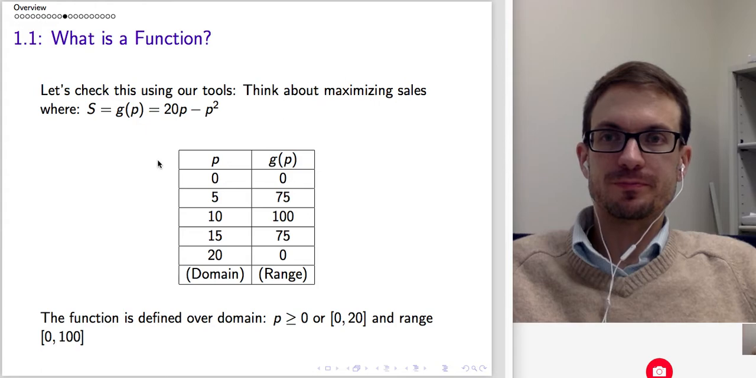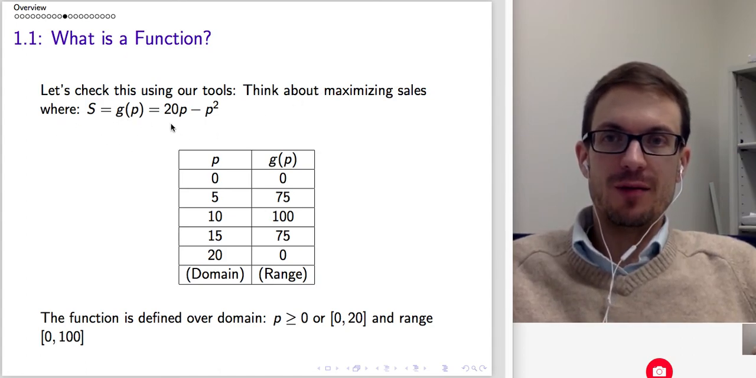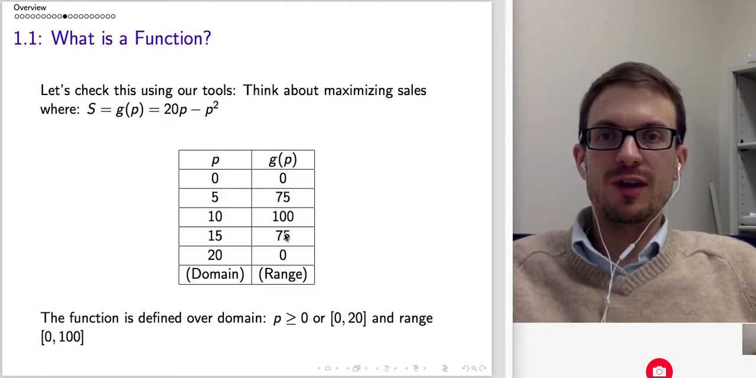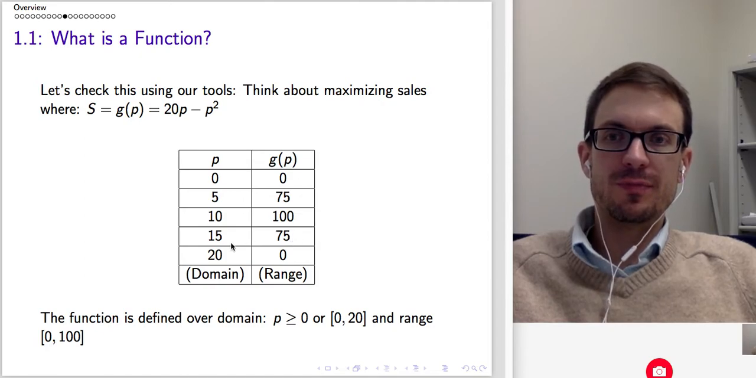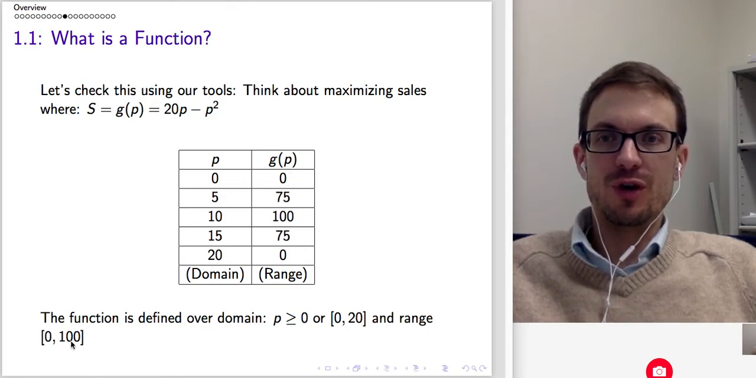Okay. Well, let's check this. Let's use our tools. Let's make a table and then use a graph. We'll think about maximizing sales, where sales is given by this function we had earlier. So here's some values for P, and here's the values that function takes on. So when price is 0, sales is 0. When price is 5, sales is $75. When price is $10, sales is $100. When price is $15, sales is $75. So our function is defined over this domain, which is going to be non-negative prices. So it's the domain of 0 to 20, and then the range is 0 to 100.